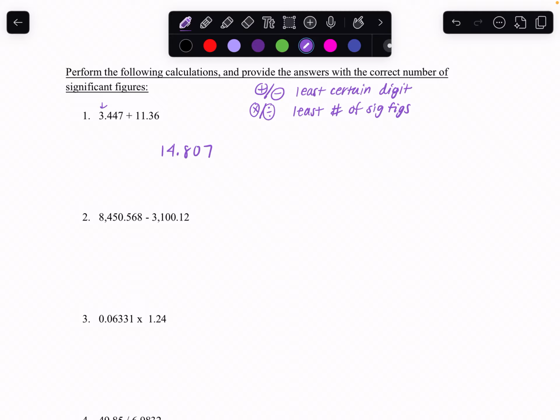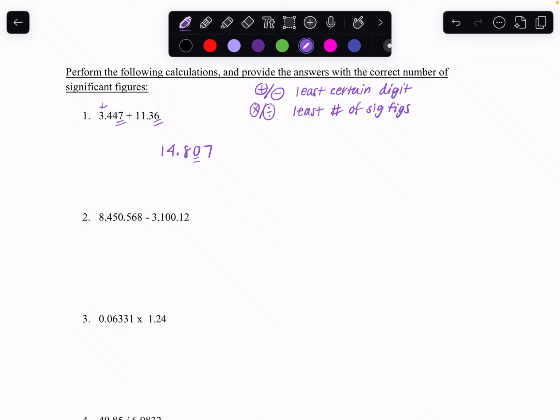So looking at this first number, 3.447, I see that my 7 is going to be my least certain digit, and that is sitting in the thousandths place, okay? That's a very specific number. So I have high specificity in this number. Let's look at 11.36. I don't have as many decimal places here. My 6 is my least certain digit, and it's sitting in the hundredths place. So the 6, the hundredths place, or 2 after the decimal is where we want to round to, okay?